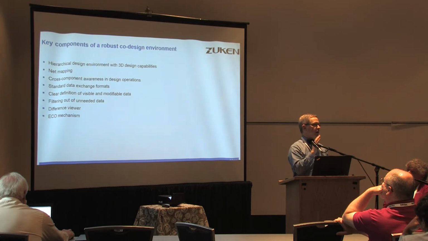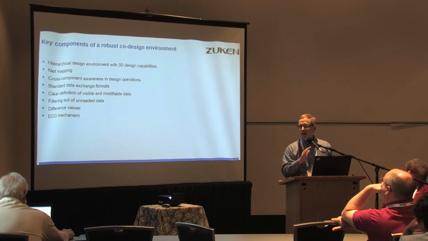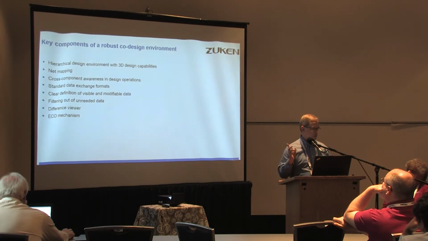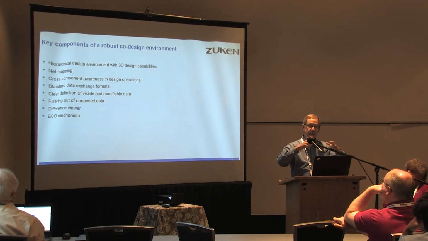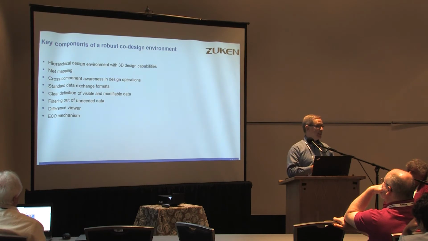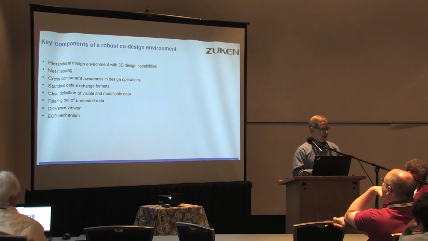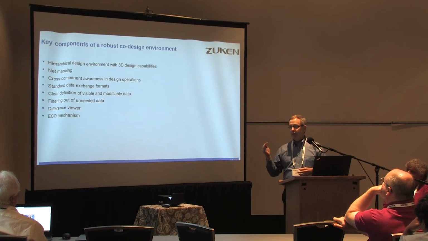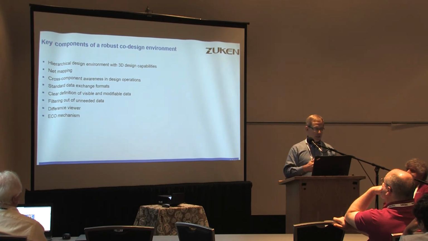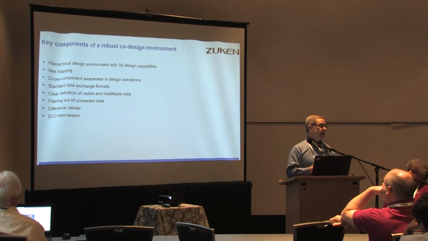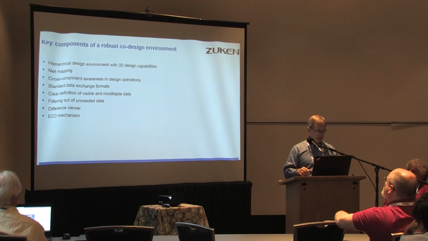A 5-die wire bond die stack on a package. It's much easier if you can pull things together in a hierarchical design environment and look at it in 3D. I've done it in 2D. It's possible, but it's a royal pain in the backside. Okay. Net mapping. Every design space is going to have its own namespace. And so we need to manage that. You need to have cross-component awareness in the various design operations.